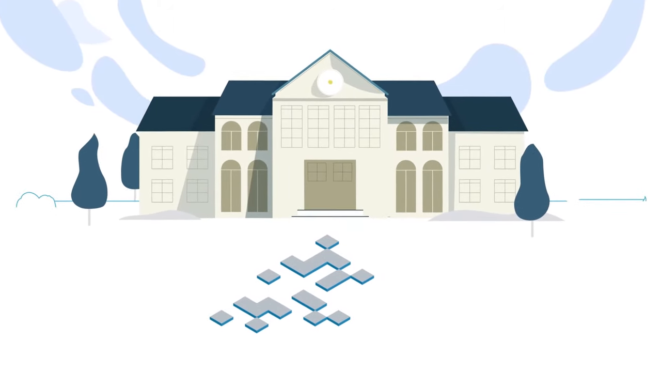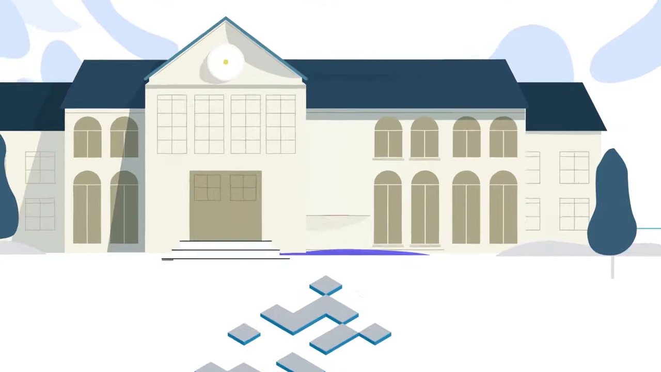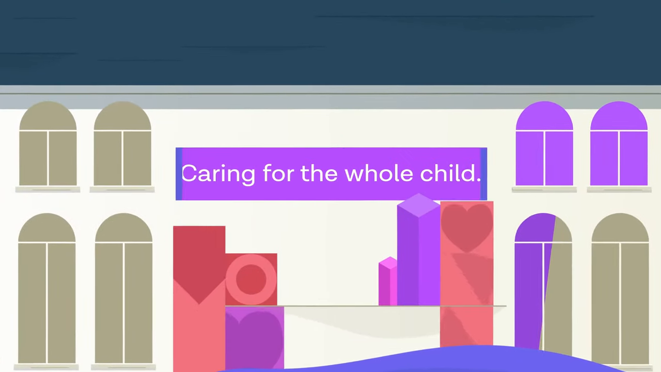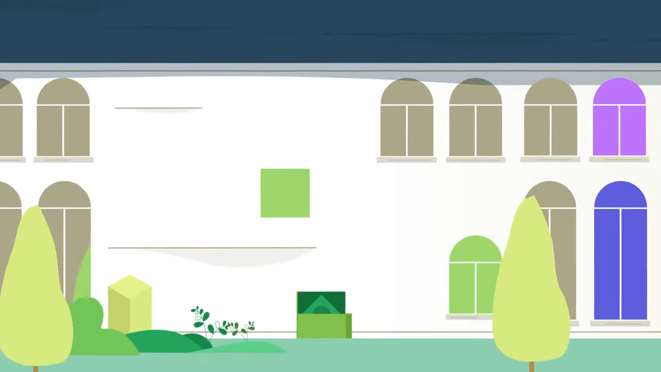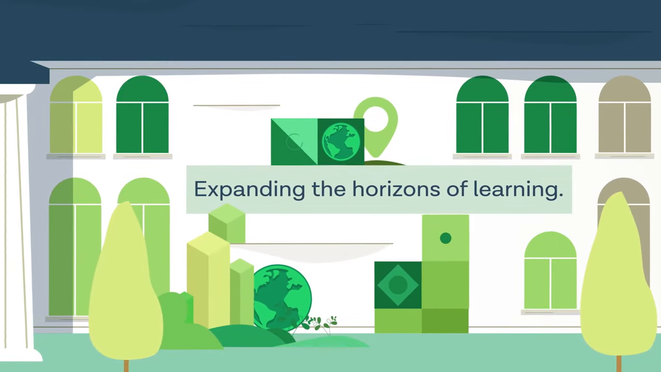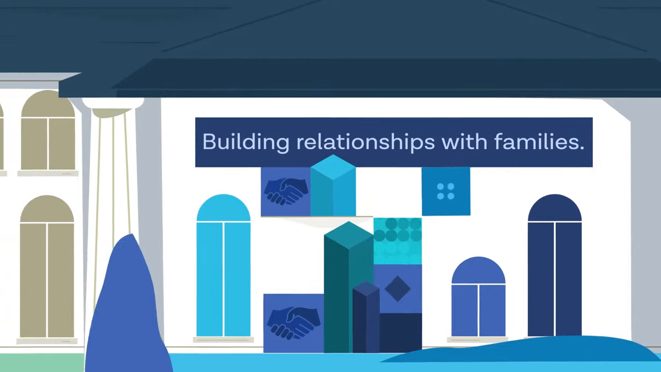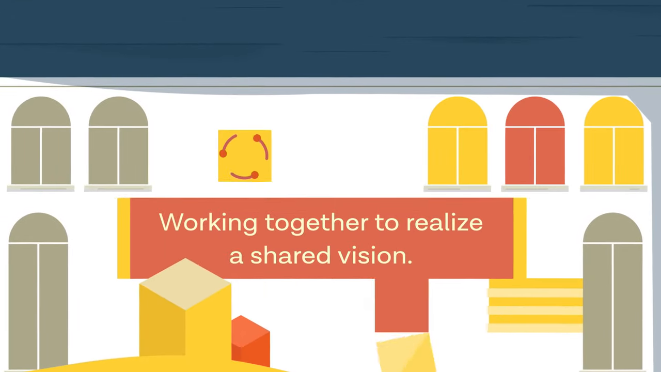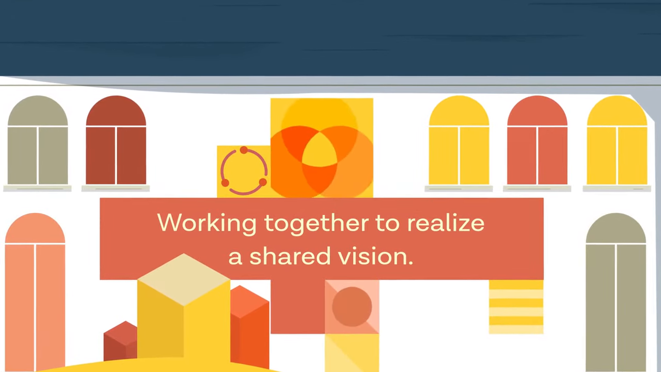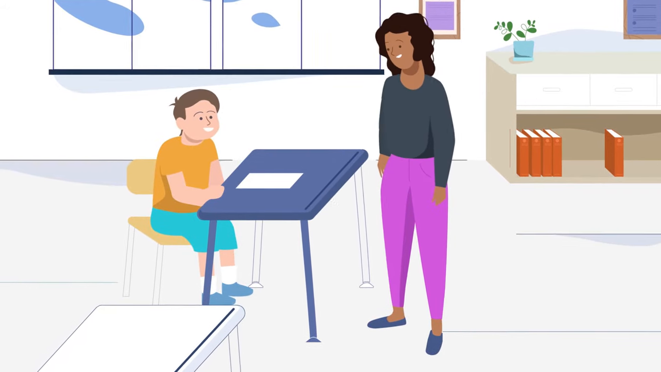What makes a school a great school? Caring for the whole child. Expanding the horizons of learning. Building relationships with families. Working together to realize a shared vision. This is the school every student needs.